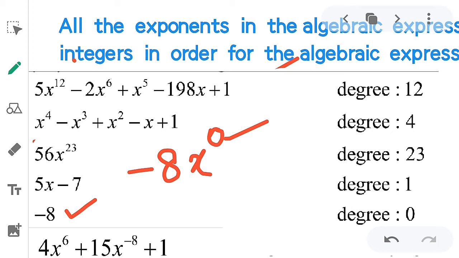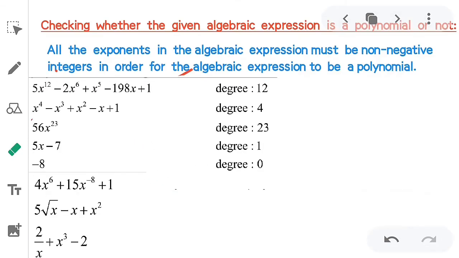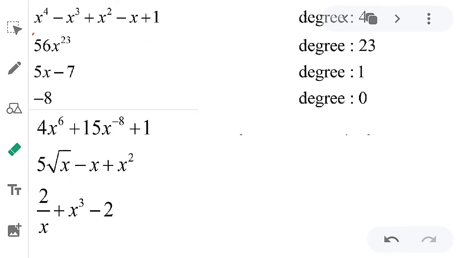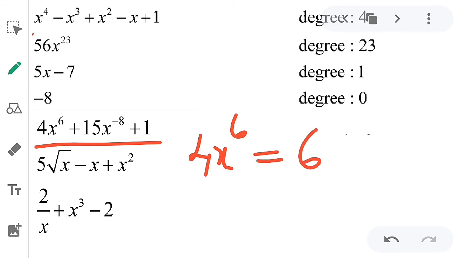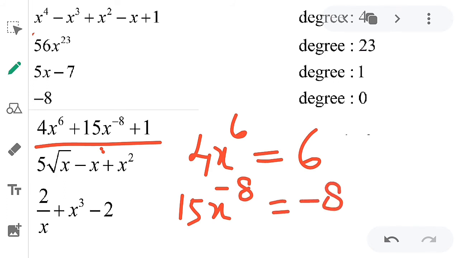Okay, now let us see a few more examples. In this example, what is the first term? 4x power 6. What is the degree? 6. Next one, 15x power minus 8. What is the degree of the variable here? Minus 8. Can I say this is a polynomial? No, because x has a negative integer as its power, as an exponent. So this is not a polynomial.